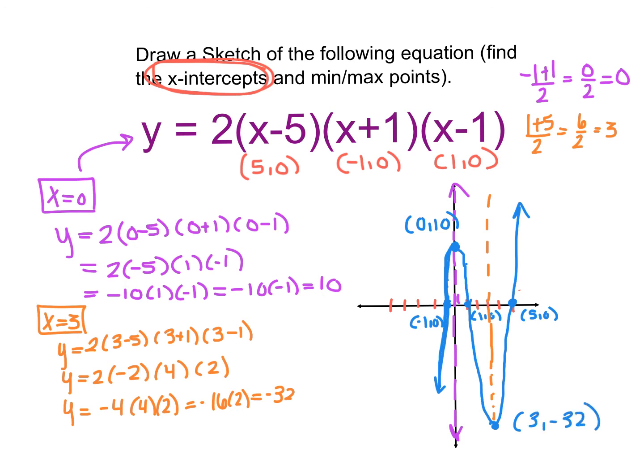So if I look at my graph, I can see that I have 3 x-intercepts labeled in blue. I then also have a local maximum point here at x is 0, y is 10, and a minimum point here at x is 3, y is negative 32. So those are the 5 points you need labeled. You need to be able to find your intercepts as well as any minimum or maximum local points that are between those intercepts.